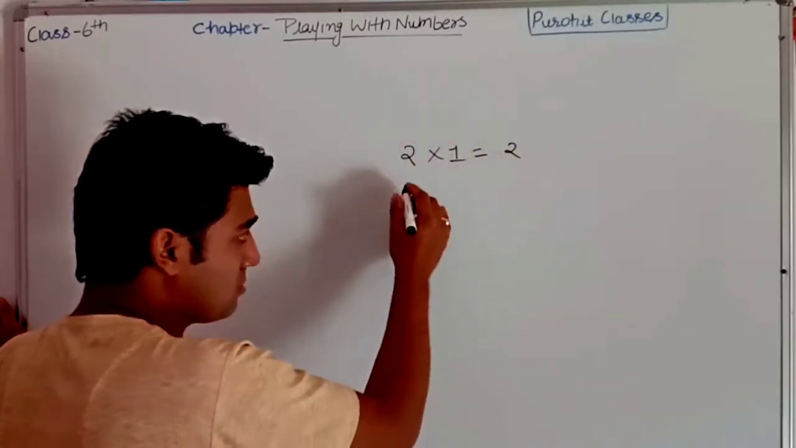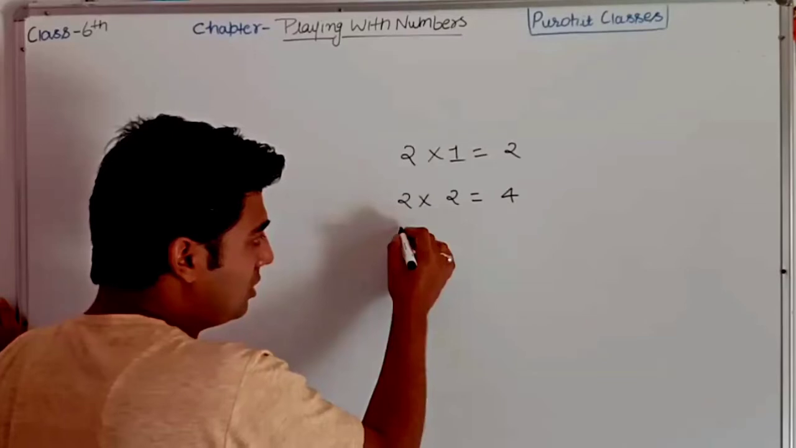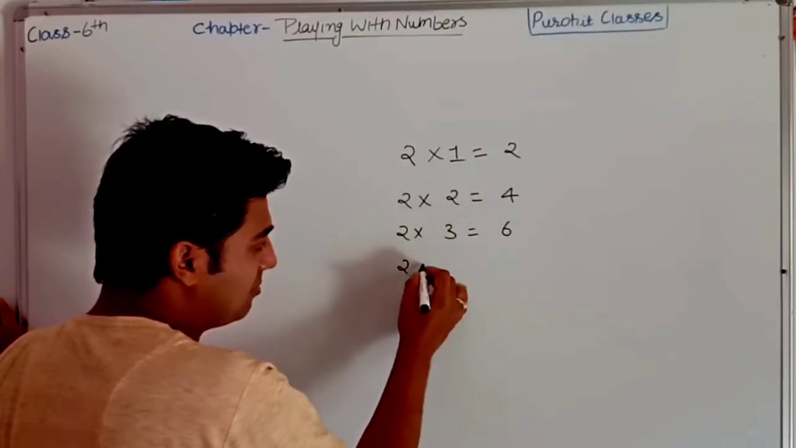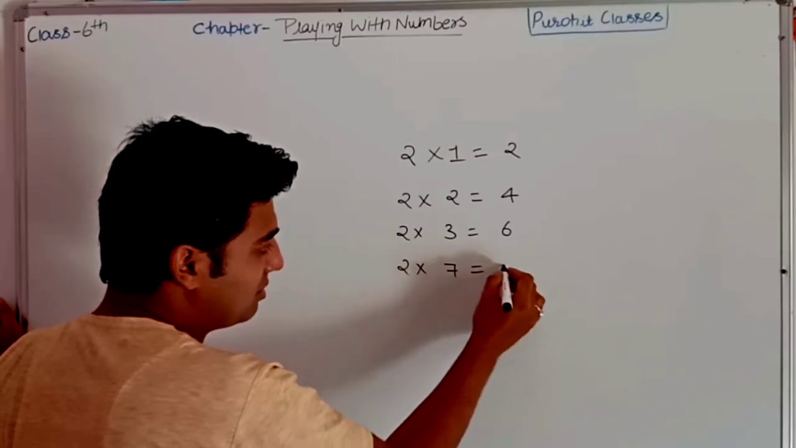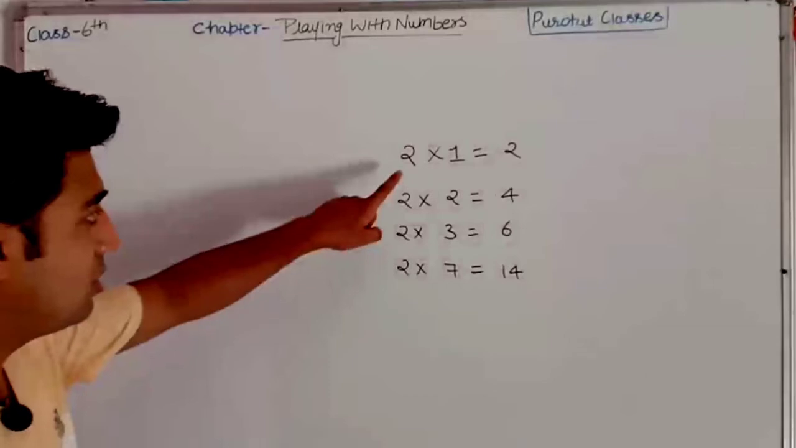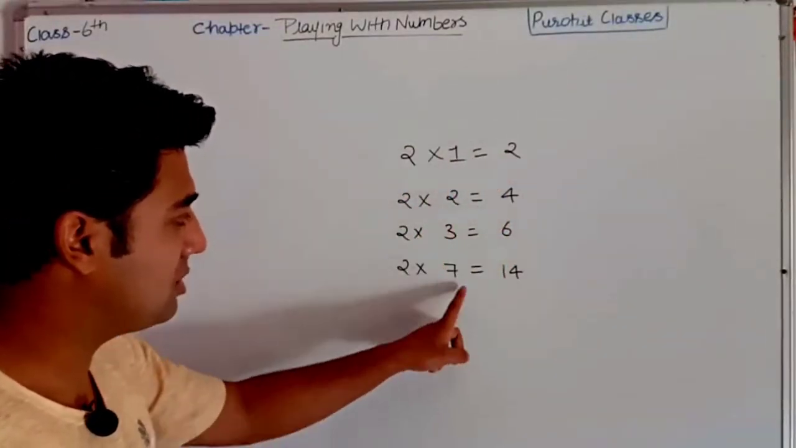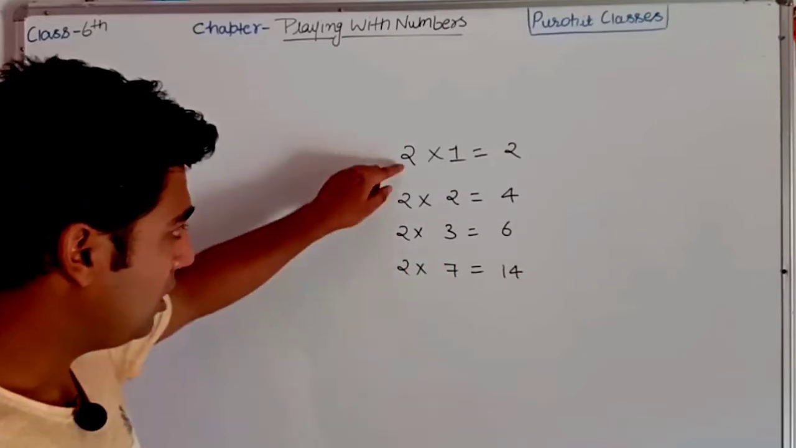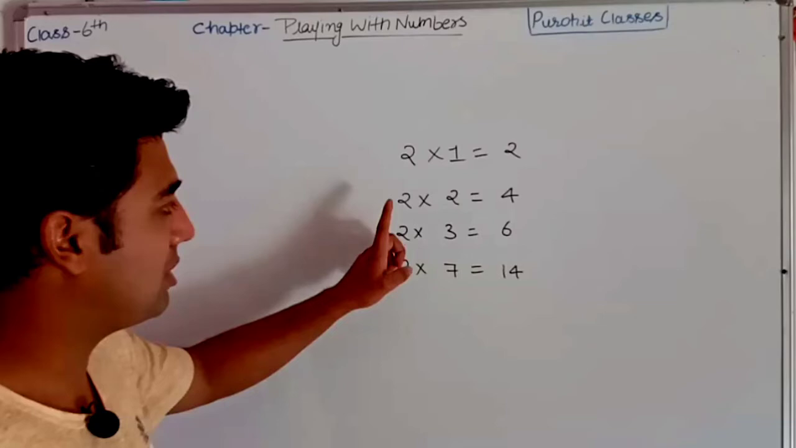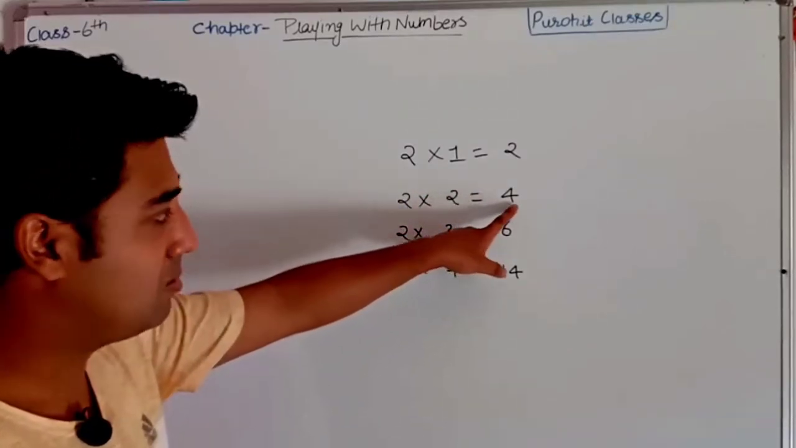2 ones are 2. If I multiply 2 with 2, what will I get? 4. If I multiply 2 with 3, what will I get? 6. If I multiply 2 with 7, what will I get? 14. Here what we are seeing is that 2 ones are 2, 2 twos are 4, 2 threes are 6, 2 sevens are 14. Getting or not? If I multiply 2 with 1, I will get the product 2. If I multiply 2 by 2, I will get 4.